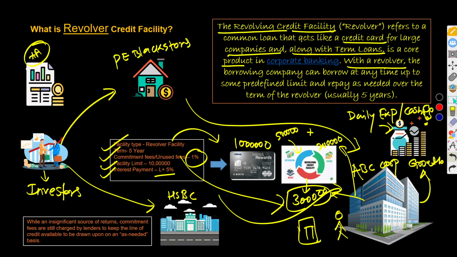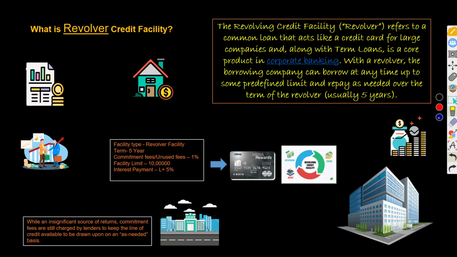All right. And the important point is, while an insignificant source of return, commitment fees are still charged by lenders. So it means the one who is lending money charges to keep the line of credit available to be drawn upon on an as-needed basis. If you need, you can withdraw it, and if you want that credit line to stay alive, then you'll have to pay commitment fees and unused fees from time to time, because basically it's a processing fee and the other expenses you would see in the business. Unused fees.